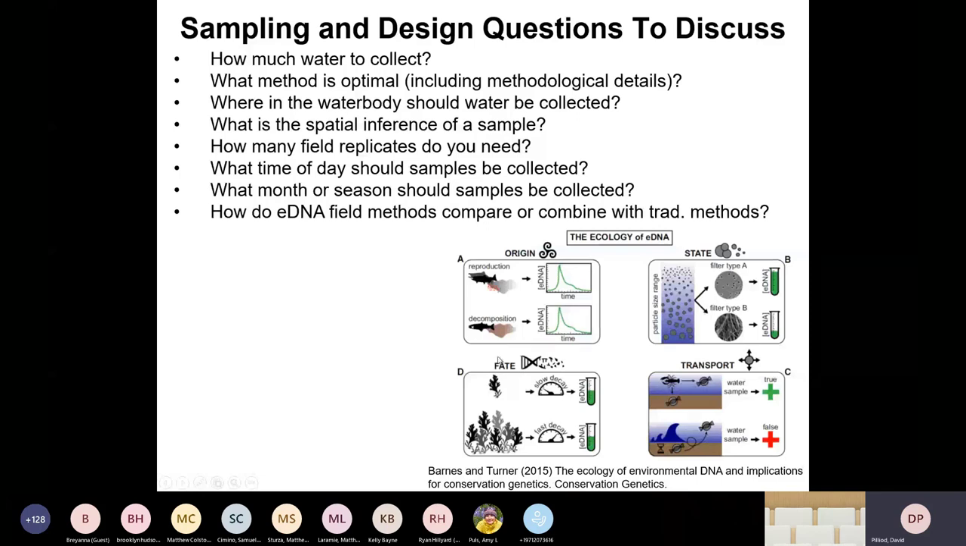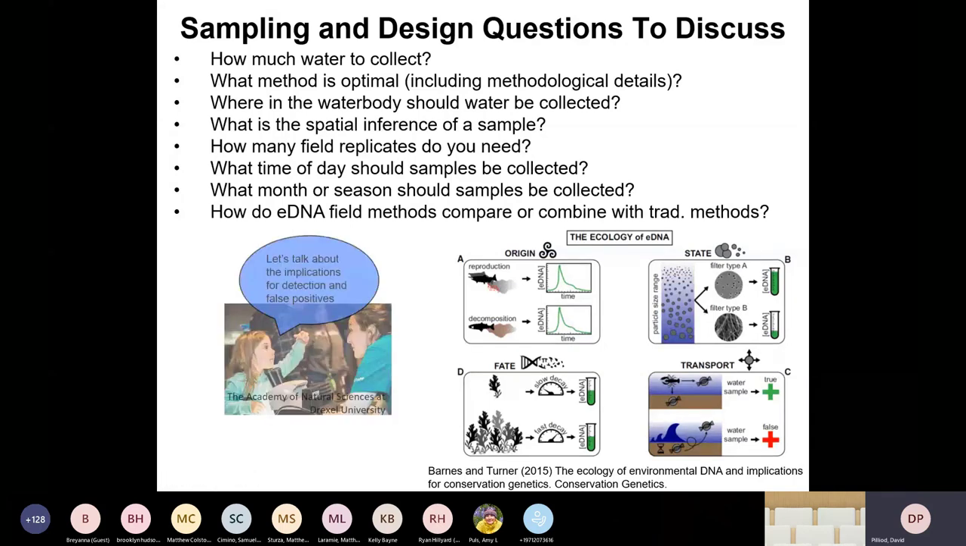And then finally, fate. There are different decay rates for this stuff based on fragment length. Larger fragments break down faster than smaller fragments, so that can influence your detection rates depending on your fragment length size. So, take home message: think about these questions and be asking them with your colleagues and with the labs you're working with, to make sure that you have a robust design.